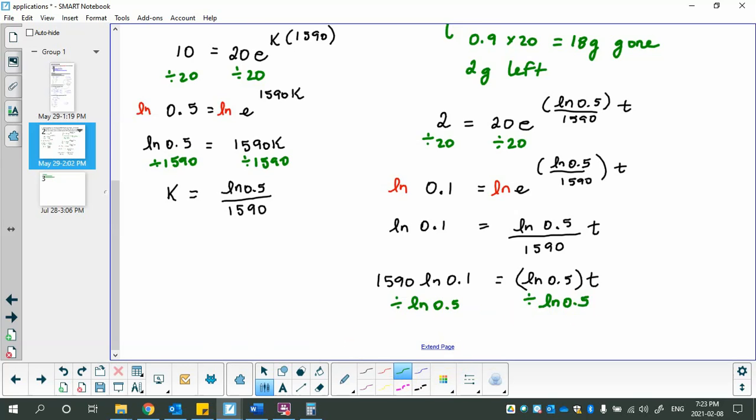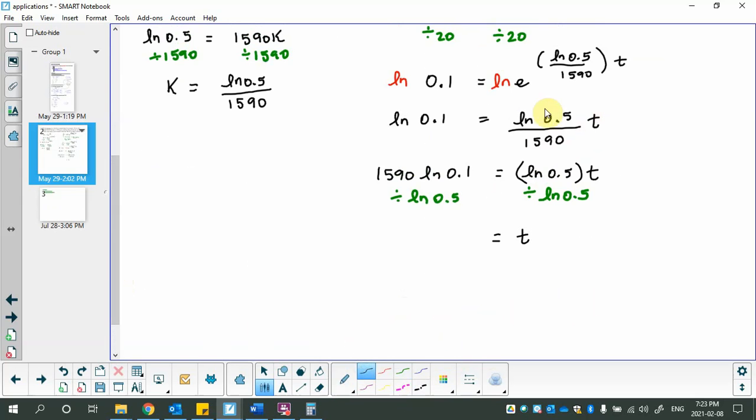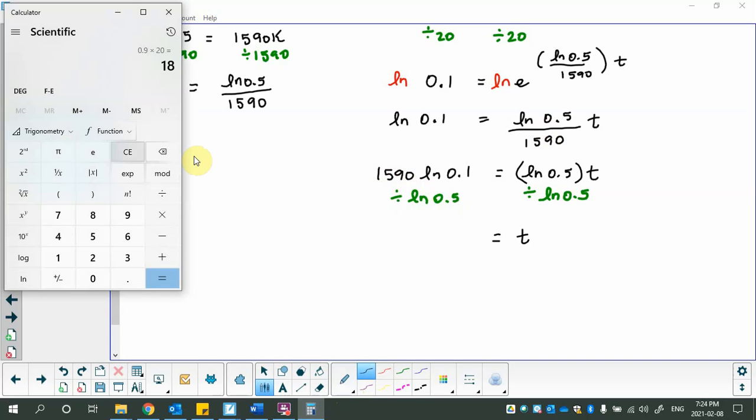But for some of you who totally understand your fractions, if you divided both sides by ln 0.5 over 1590, that is the same thing as dividing by a fraction. And when you divide by a fraction, you multiply by the upside down, and here is the upside down, multiplying by 1590 divided by ln 0.5. So hopefully that cuts down on some people's steps just by me saying that.